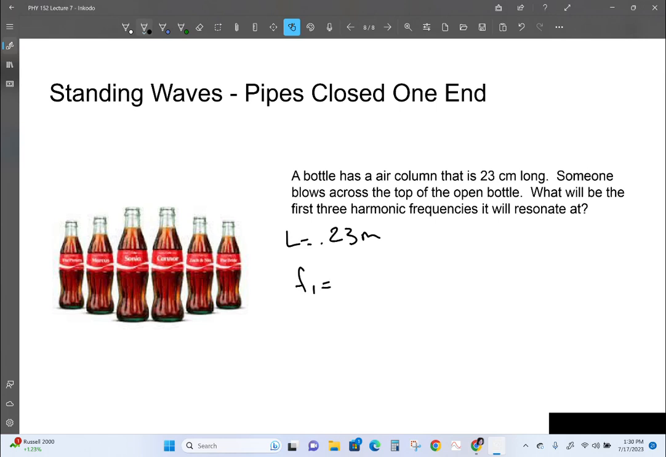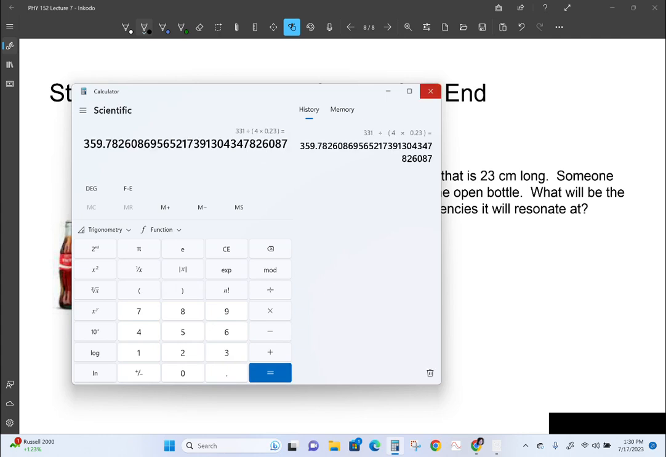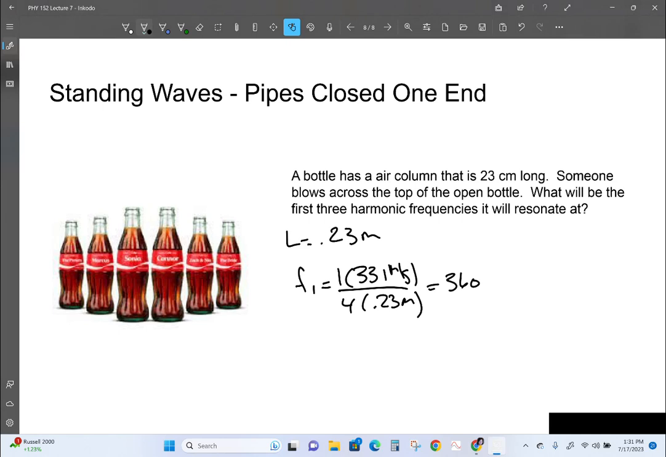So the fundamental frequency would be 1 times 331 meters per second divided by 4 times 0.23 meters. So if I do that, 331 divided by the quantity 4 times 0.23 equals 359.7 or 360 hertz. There is no F2, so the next harmonic that will form is F3, which is 3 times F1.